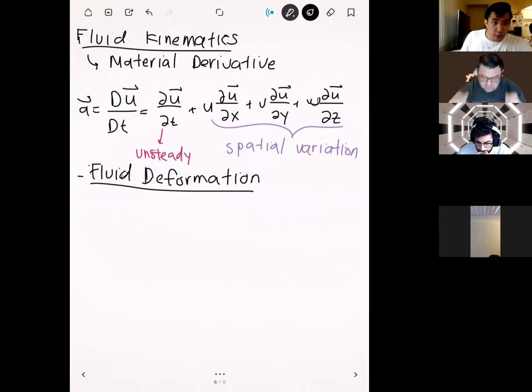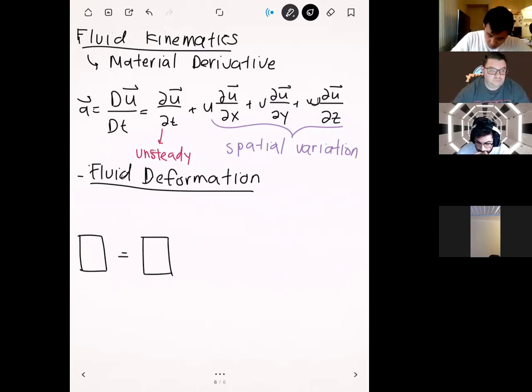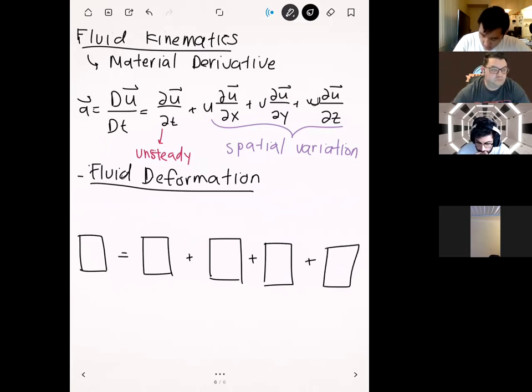For all these figures here, I'm going to draw a square. You can think of a square as the starting position for a fluid. And then from that square, I'm going to draw dotted lines to show how the fluid deforms. I've set up an equality here, and on the left-hand side, we're going to say that this is just general motion.